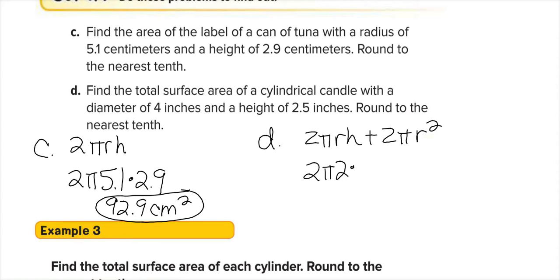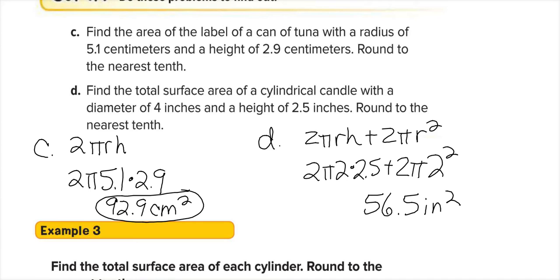So times it by its height. The height's going to be 2.5, plus 2 pi. And then again, the radius would be 2. This times the 2 and then squared. Okay, so 2 pi times 2 times 2.5 plus 2 pi times 2 squared. And that's 56.5. And that's going to be square inches.